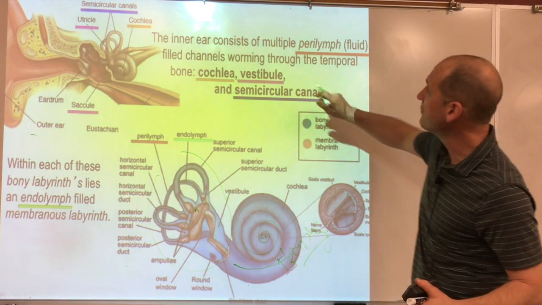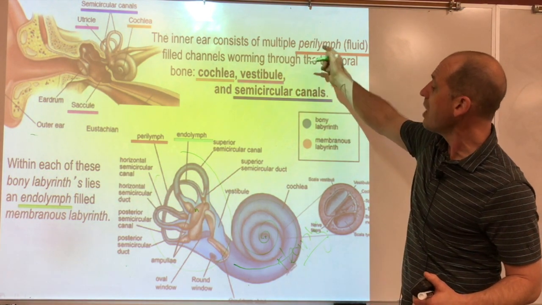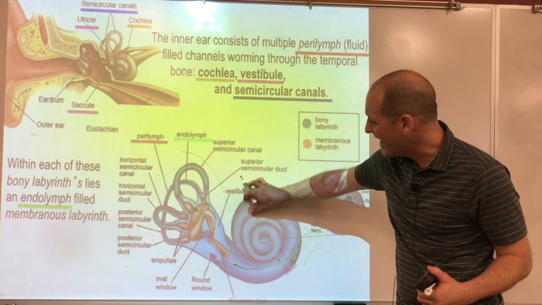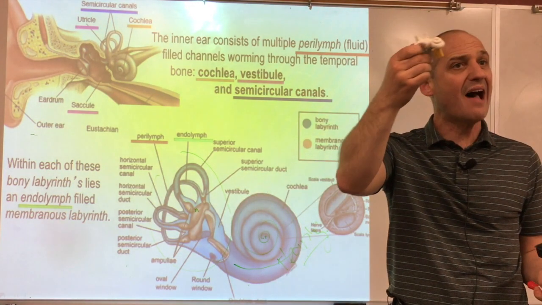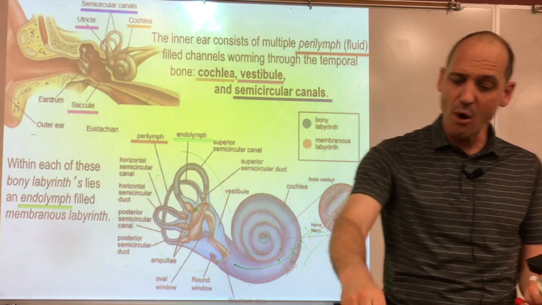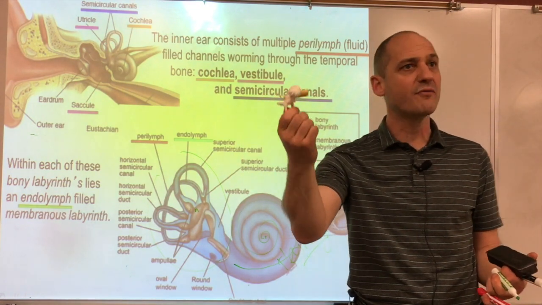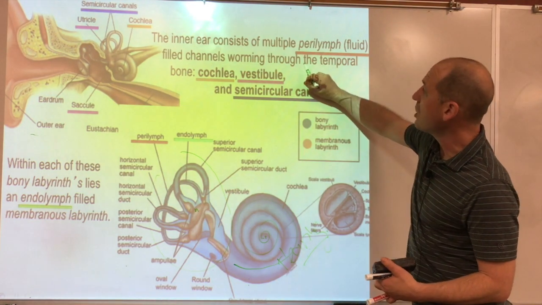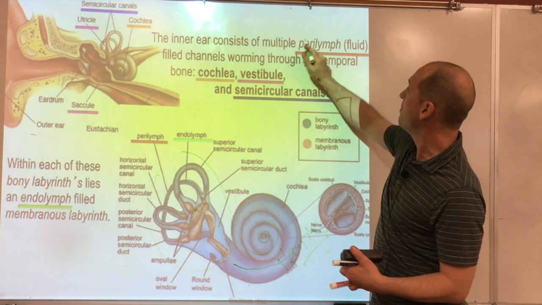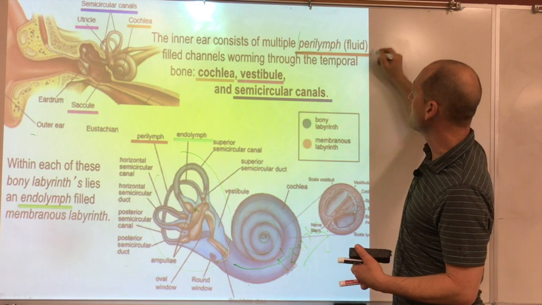So they both have those channels, channels that are carved out in the bone. They're not like you've got a bone and then you take those out and it's in there. It's carved out in the bone. And so that carved out structure has fluid in it, and that fluid is known as the perilymph.